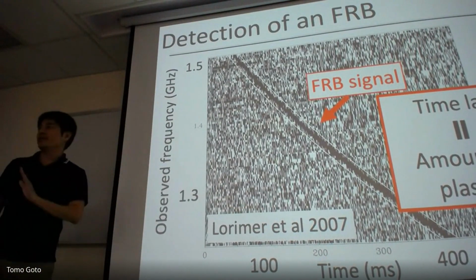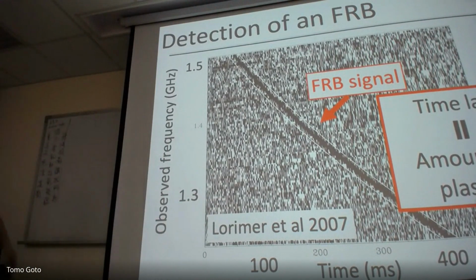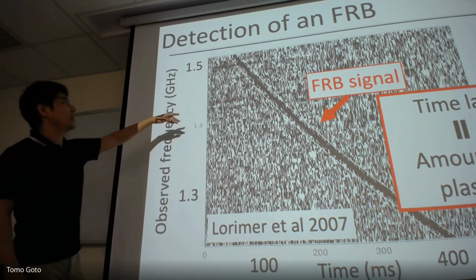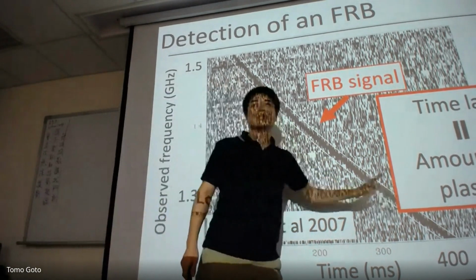Y-axis is observed frequency, x-axis is observed time. See, for example, this is 1.5 gigahertz, which is a higher frequency, and this is a signal. So the higher frequency comes at this time, maybe 100 milliseconds. The low frequency, 1.3 gigahertz, actually arrives at, say, 300 milliseconds. So this comes late. Therefore, this is saying that high frequency comes fast, and low frequency comes late.